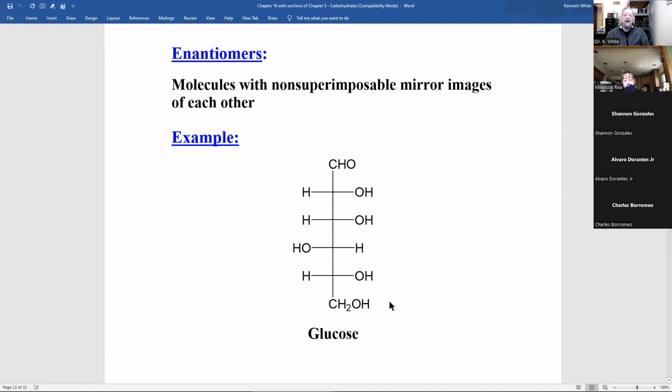Now, we talked about chirality, handedness, and I hope you put your right hand up to a mirror, saw the reflection of your left hand and said, ooh, non-superimposable mirror images. Now, I talked about enantiomers, and I thought I'd go back and cover this again in case I went through it too quick. An enantiomer is a molecule with a non-superimposable mirror image of each other.